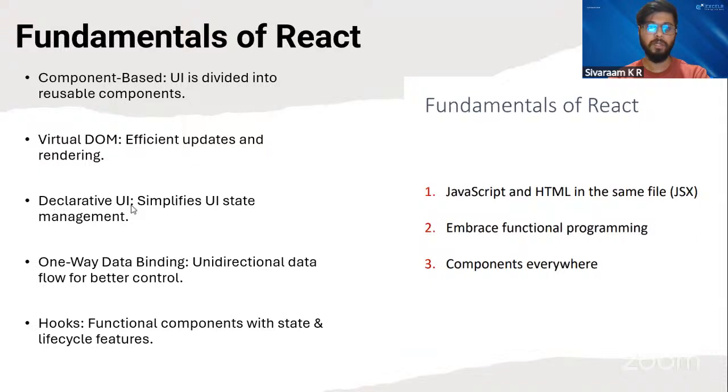And then we have declarative UI. What is declarative? There are two types of approaches in the programming world: one is imperative, one is declarative. Imperative means you define how to reach the result, step by step. In declarative, you just define the target, and React will figure out how to reach it. You understood this? And then there is something called one-way data binding.